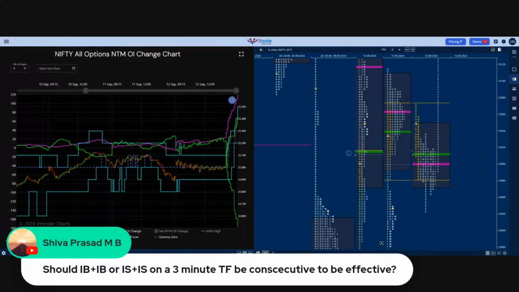Shiva has a question, IB plus IB or IS plus IS. Yes, those are our standard order flow rules where we look to take trades on the shorter time frame. Our bigger bias is definitely the 30-minute order flow, which we look at. 30-minute order flow helps us to form the bias, and we look to trade in that direction using the 3-minute signals. And what I showed you today are typical Dukan trades.